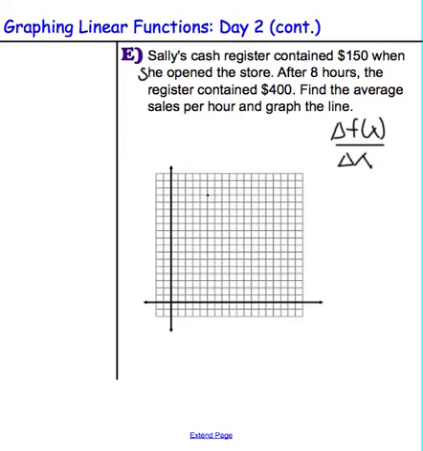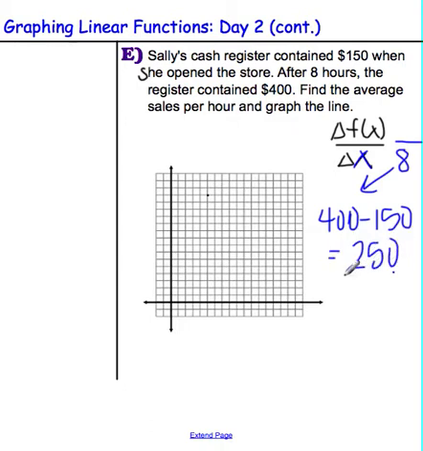Our change in x is 8, because it's over the course of 8 hours. And we have here our change in f of x, which I'm going to draw over here since I ran out of space. We have $400 from $150, so to find the change we're going to take the difference, which in our case is $250 over 8 hours. So if we simplify this down, 8 goes into 25 3 times.